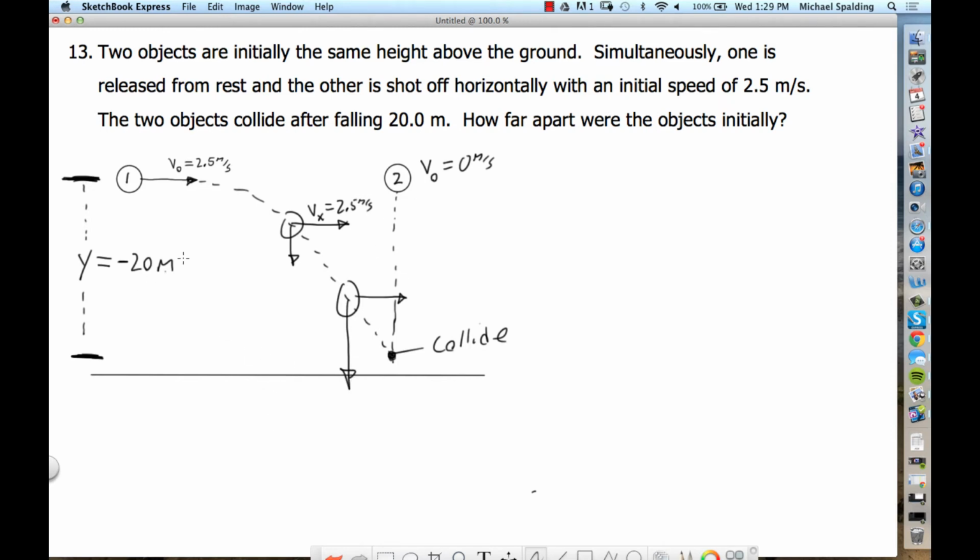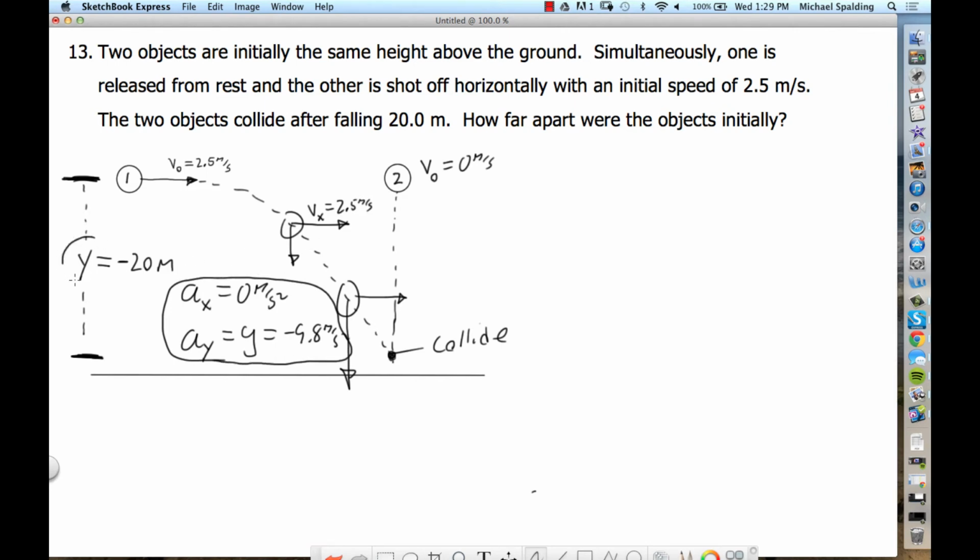So here are the steps. This is a two-step problem. So for both objects, we know that the x acceleration is 0, and then the y acceleration is gravity, which is negative 9.8. So this is true for both objects, those accelerations.